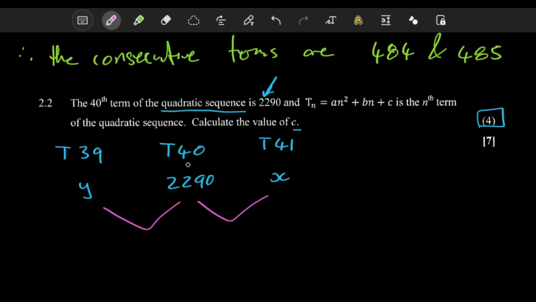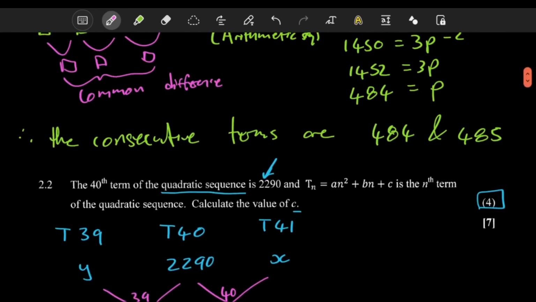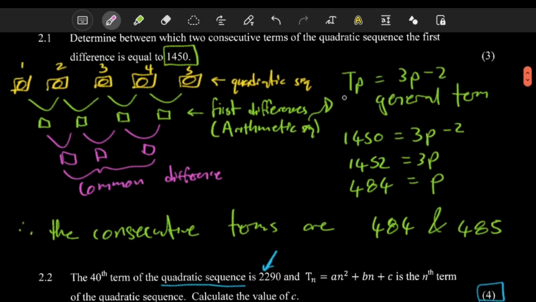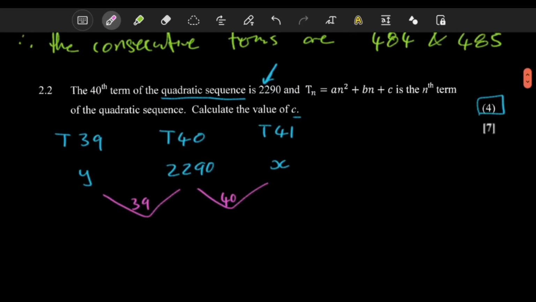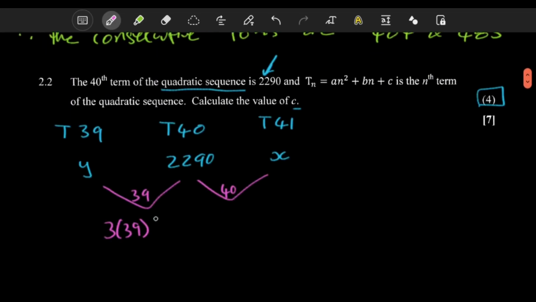So what I do know is, if this is term number 40, then the value that goes here is going to be term number 39 of the sequence of first differences. The value that goes here is going to be term number 40 of the sequence of first differences. So in our sequence of first differences, we know that this is our formula. Here we're going to put 3 with 39, and then minus 2. For this one, we would put 3 with 40, and then a minus 2. So we already know what these values are. Let's actually just get them.